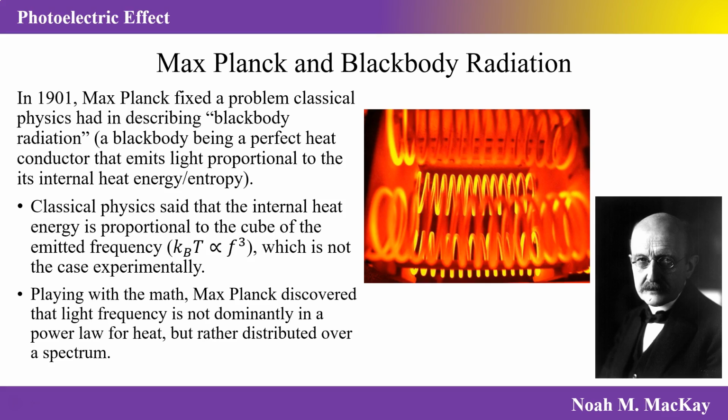Classical physics said that the emitted light is proportional to the energy inside the black body by the cube of the frequency, where the frequency is that of the light. So you would expect that if you have very colorful light, you should have very hot substances. If you look at red hot iron, that is the whole idea of black body radiation.